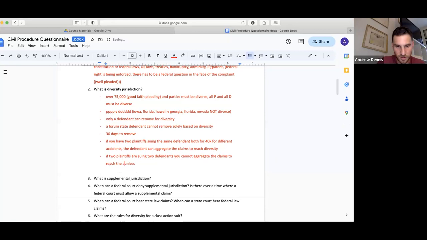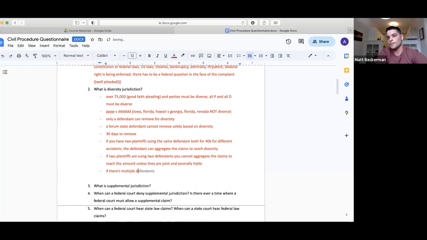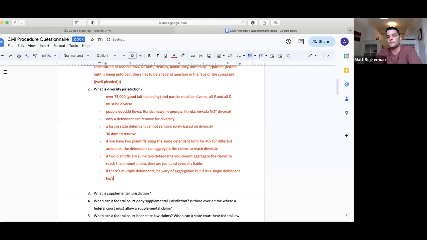The real takeaway is that if there are multiple defendants and it's an amount in controversy issue, just be wary of what the question is saying. Be wary of aggregation. This isn't something that you necessarily have to memorize. Just note that if you see something like this, there's more to it, and you can probably get the rest of it from the fact pattern. Fair enough. If there are multiple defendants, be wary of aggregation. But if it's a single defendant, the plaintiff can likely aggregate.